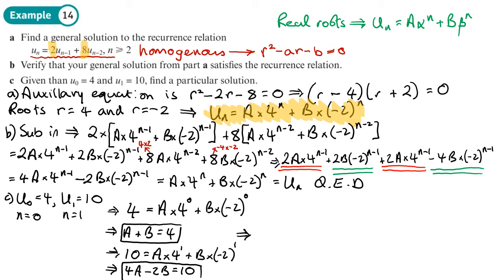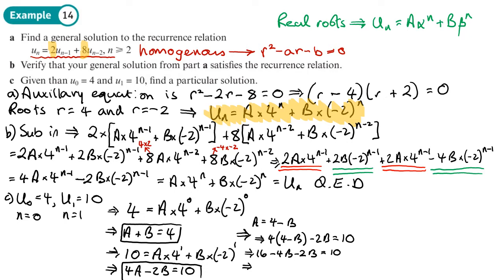Okay, so for example, one way of doing it is to say from my first equation, I've got a equals 4 minus b. I can then substitute that into the second equation, so that will give me 4a, so I can do 4 times 4 minus b, minus 2b. Substituting into the second equation, I get this, so that would be 16 minus 4b minus 2b equals 10.